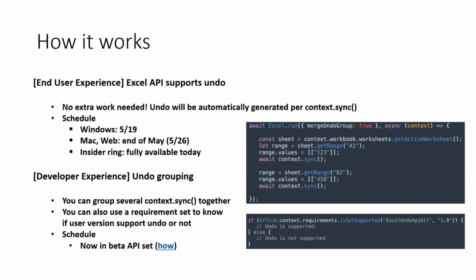In this case, you can use this requirement set to detect if the user's current version actually supports undo. When Microsoft undo is supported for that specific user, you can tailor your add-in and turn off your self-provided undo. But older version users might not have updated to the version that supports undo, so you can still provide your own self-built undo capability.